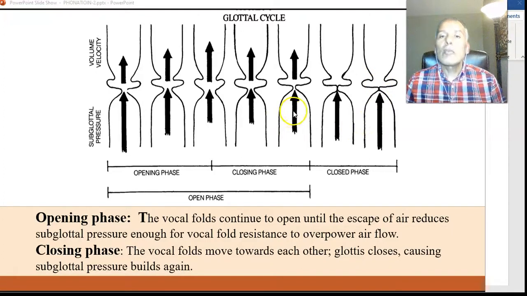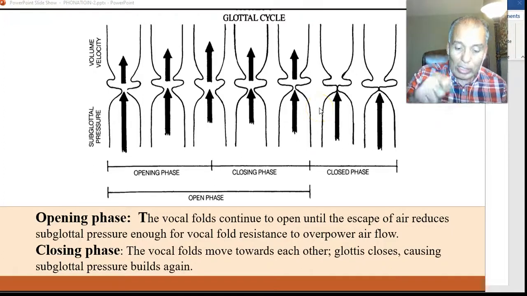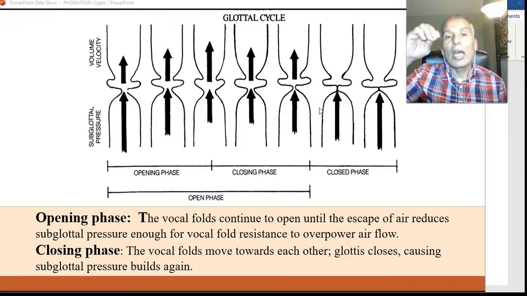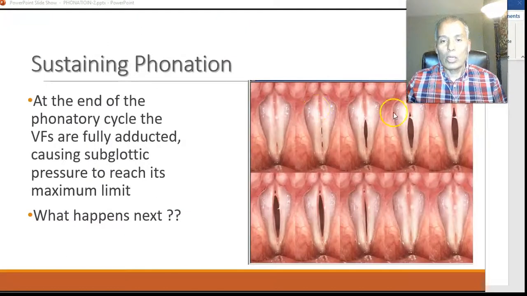So we need to describe this in terms of the opening phase. How do the vocal folds open step by step? And the closing phase. When we speak about this, we are speaking only about phonation, abduction and adduction. We are speaking only about this. In every case here, the arytenoids are fixated. They don't go anywhere. It is just the elastic force and the air pressure that will do all the work.